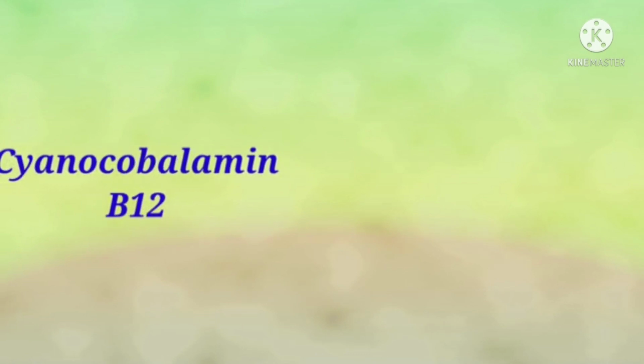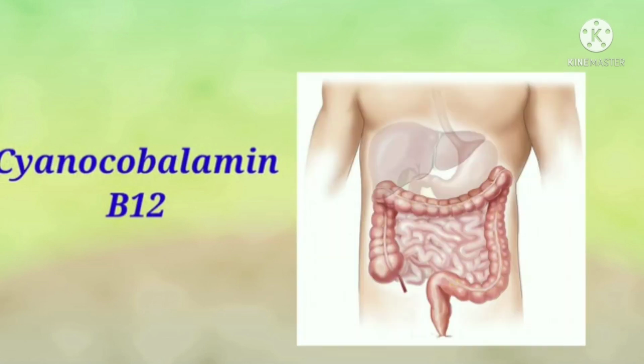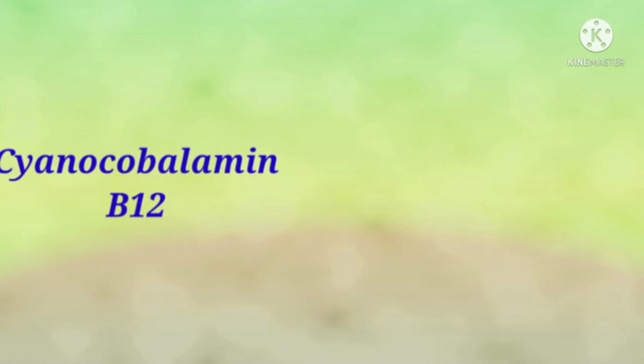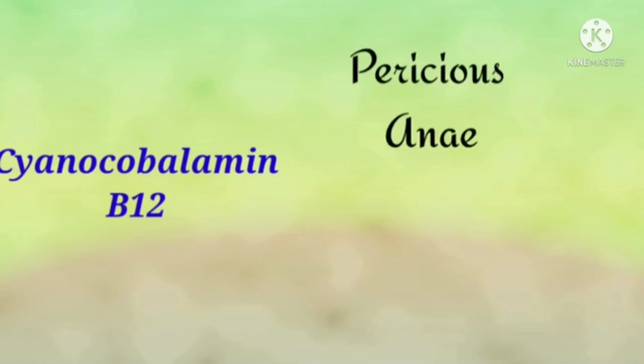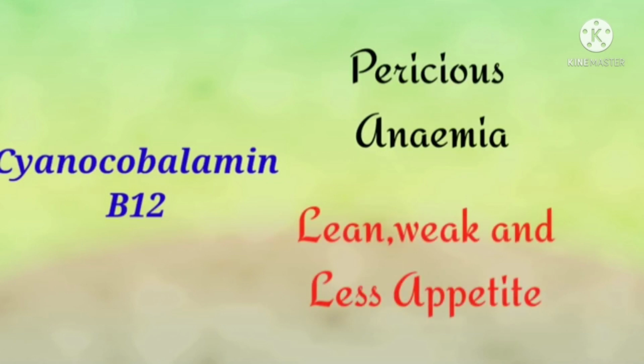Cyanocobalamin. This cyanocobalamin, that is B12 vitamin, is synthesized by bacteria in our intestine. The absence of cyanocobalamin causes pernicious anemia. The symptoms of this disease: lean, weak, and less appetite.